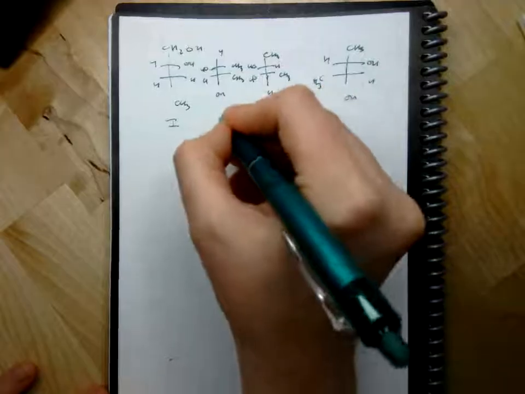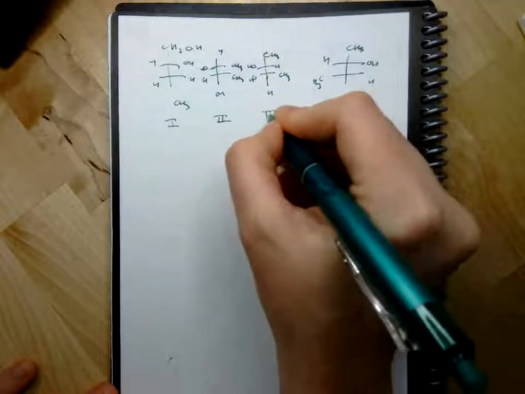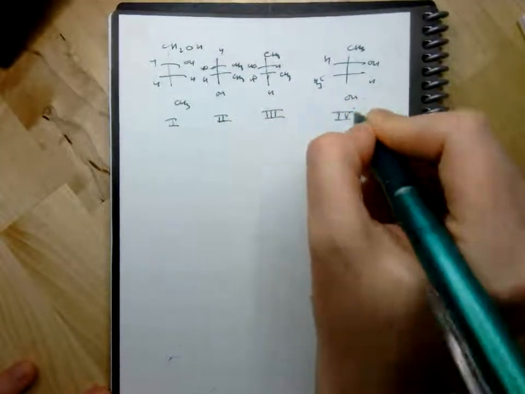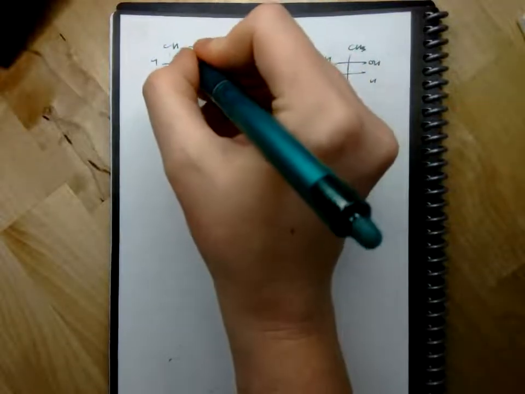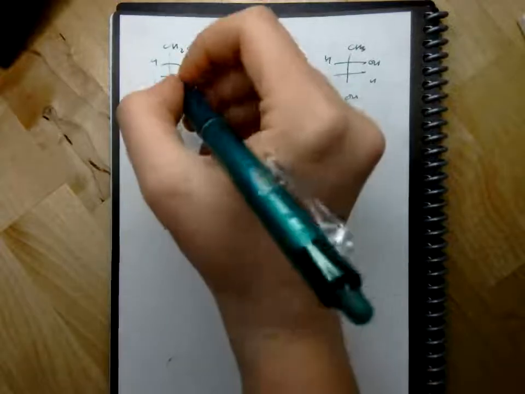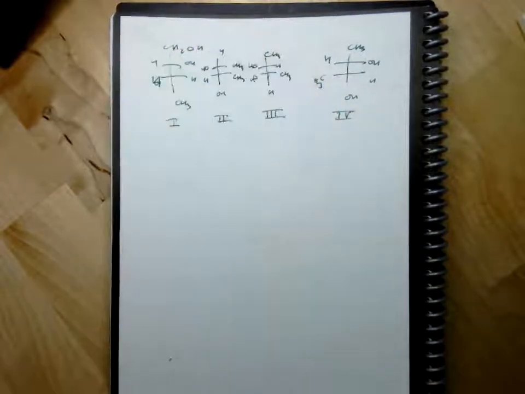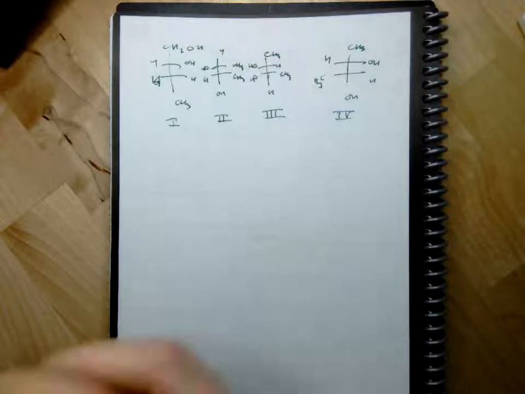Okay, so this is 1, 2, 3, 4. So you can do this one of several ways. You can either just go through and assign every single one, or you don't have to. You can kind of look for patterns. But first we'll start by assigning.